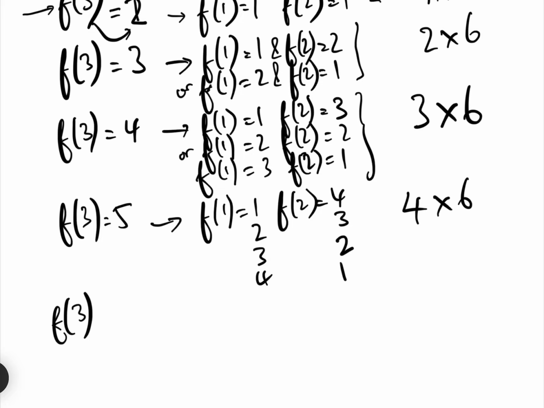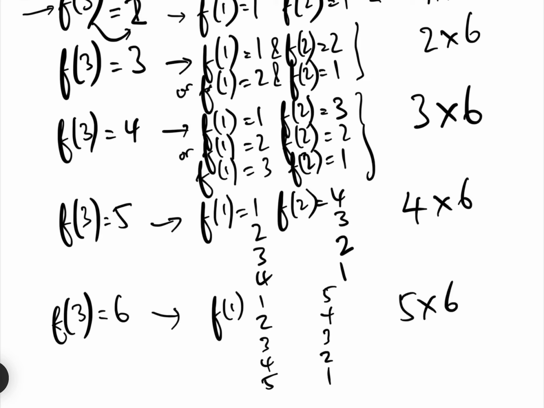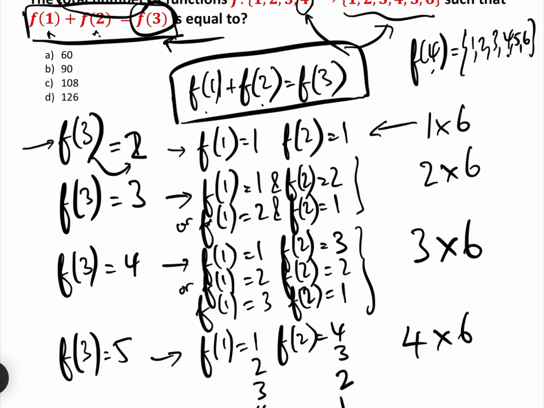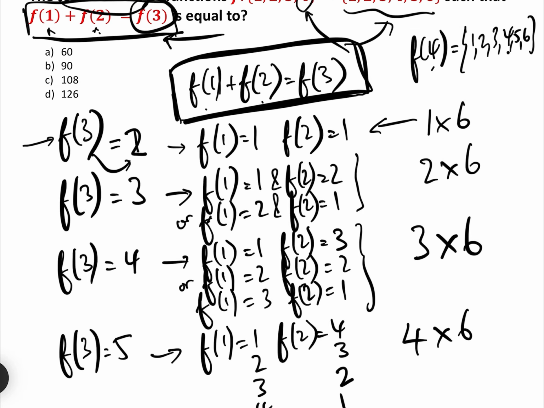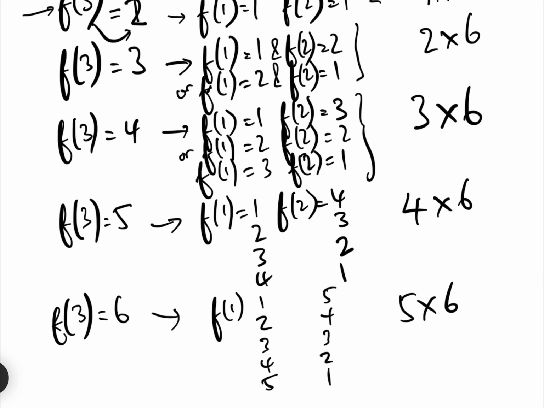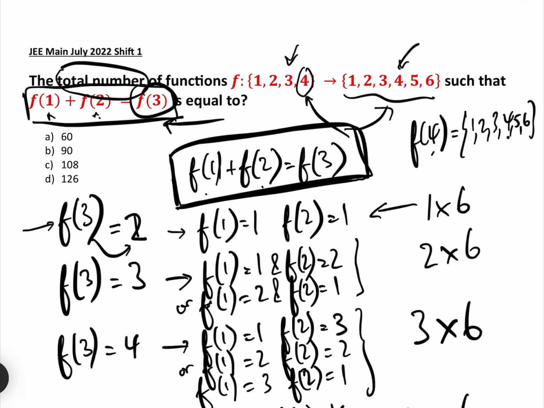And finally, if we allow 3 to map to 6, well then f of 1 could be 1, 2, 3, 4, or 5, and f of 2 could be 5, 4, 3, 2, and 1. So there's 5 possibilities there, so that would be 5 times 6. So the total number of possible functions whereby this constraint, f1 add f2 equals f3, works, is 1 times 6, add 2 times 6, add 3 times 6, add 4 times 6, add 5 times 6, which is basically 15 times 6, which equals 90. So the correct answer is B, 90.